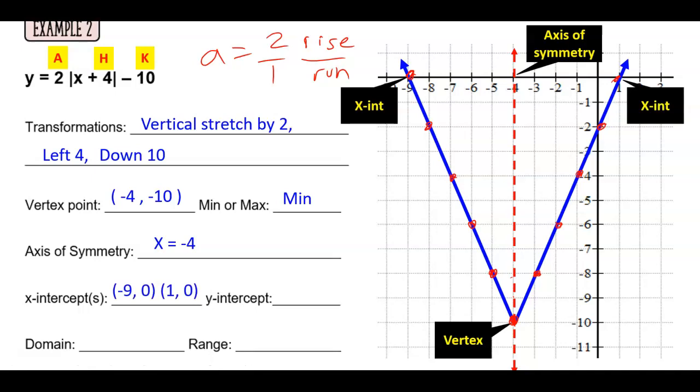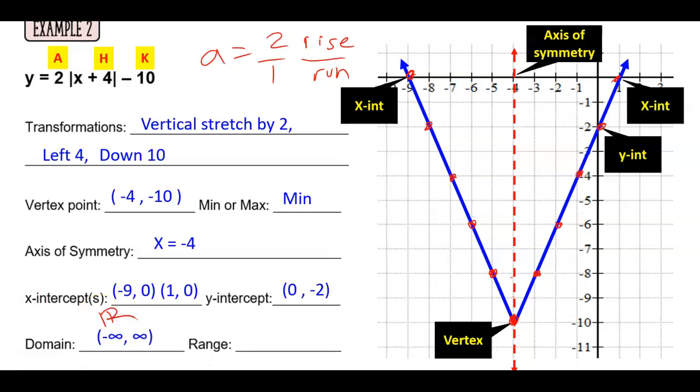But now on the y-intercept, that's where it's switched around. What's the y-intercept? 0, negative 2. That's where it crosses the y-axis. Very close, but that's it. 0, negative 2. The domain is the same. It goes forever both ways, so it's negative infinity to positive infinity, or you can write it as all real numbers.